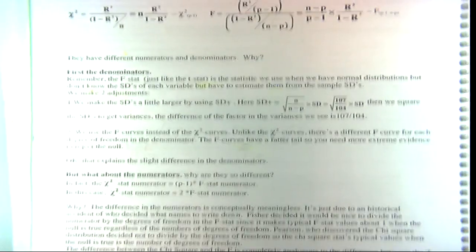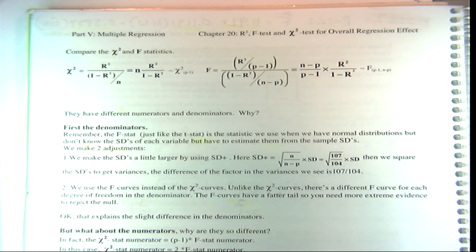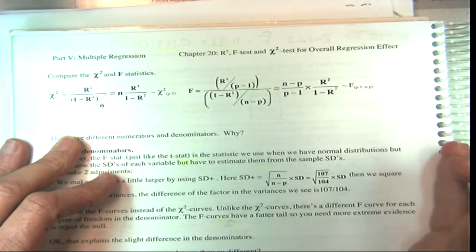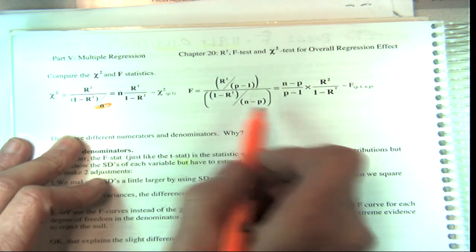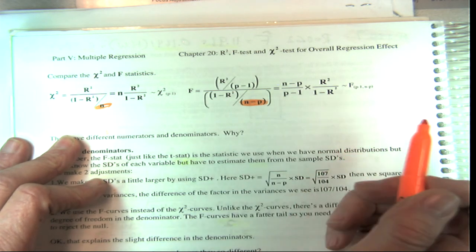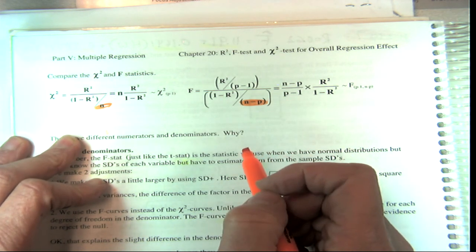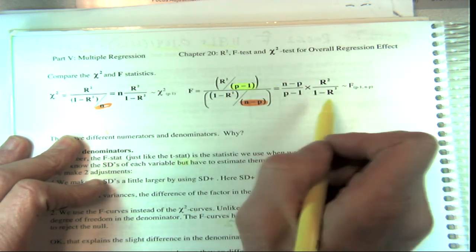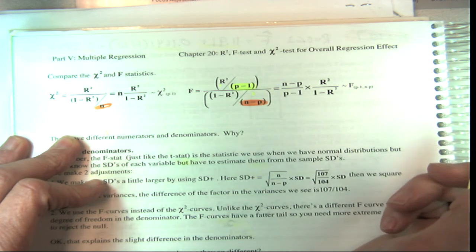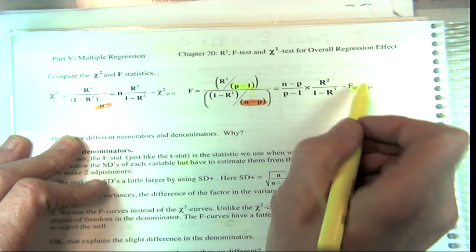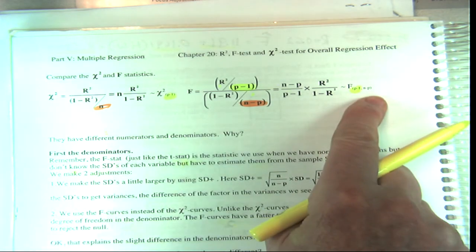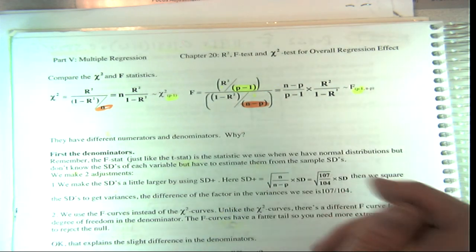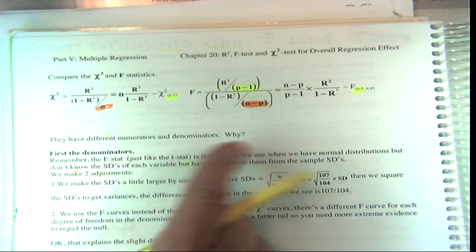All right, so here's our two statistics that we have. And again, they look very, very similar. Here you have this n here, and here you have the n minus p. So you multiply, and here you have this p minus 1 that you're going to be dividing. See, you're dividing it by, right? And so this degrees of freedom and that degrees of freedom are the same, but then you have this extra set of degrees of freedom that have to do with your sample size. Okay, so they have different numerators and denominators.